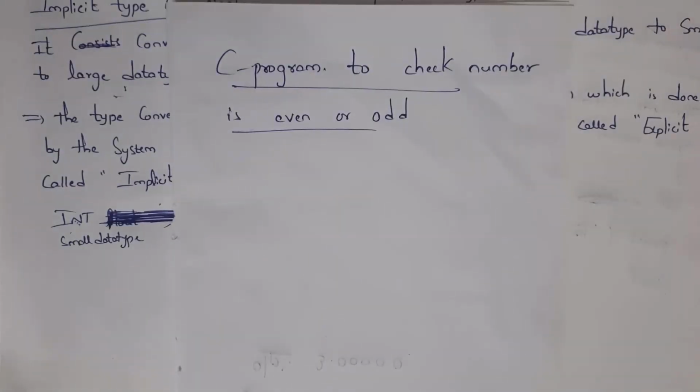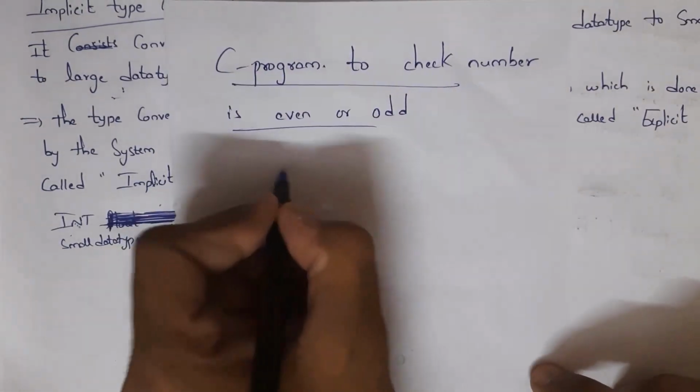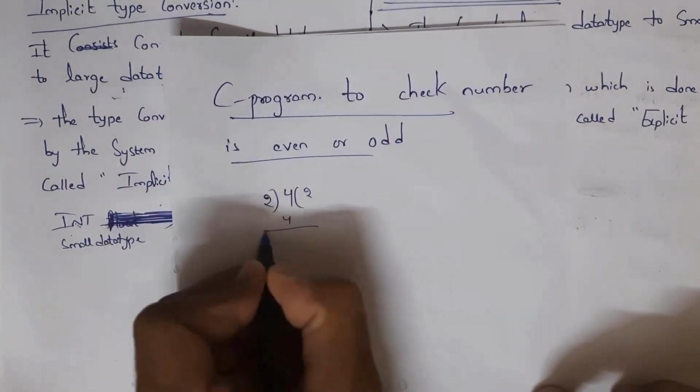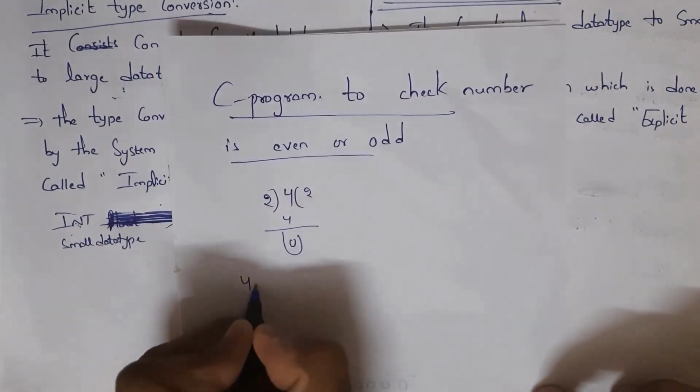Next I will explain the C program to check whether a number is even or odd. Before that you need to know what is an even number and what is an odd number. For example, if we divide any number by 2 and we get the remainder as 0, then we call it an even number, else we call it an odd number. I will give one example. For example, if you consider 4, if we divide 4 by 2, 2 2s are 4, so we get the remainder as 0, so 4 is an even number.